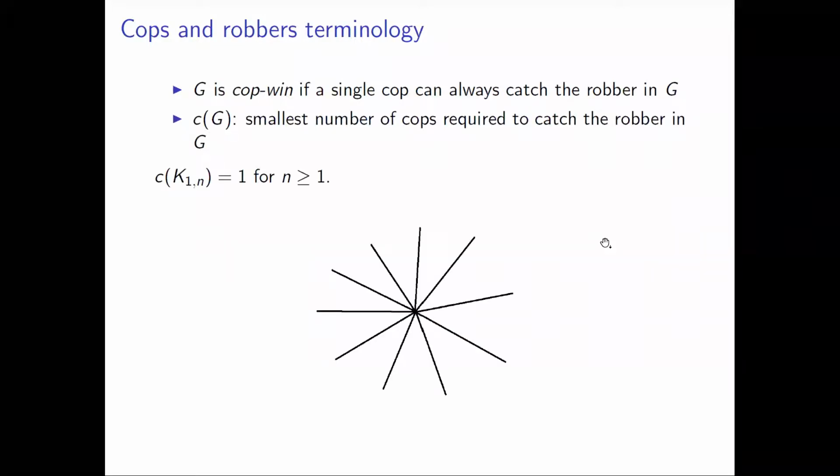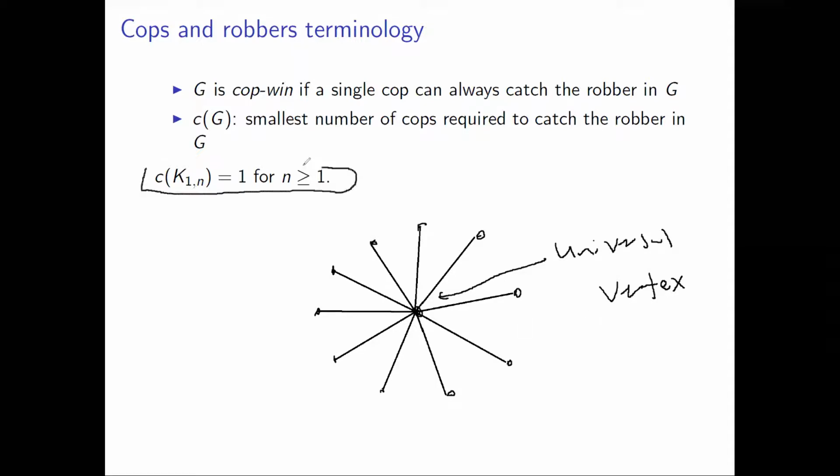So here is another example. So we talked about universal vertices. So let's look right here. We have a star. So it's K_{1,n} for some n. And stars are another graph that have universal vertices. Stars have a single universal vertex, the vertex in the center. And any graph with a universal vertex is going to be Copwin. So this is why we can say that stars have Cop number 1, since they're Copwin.